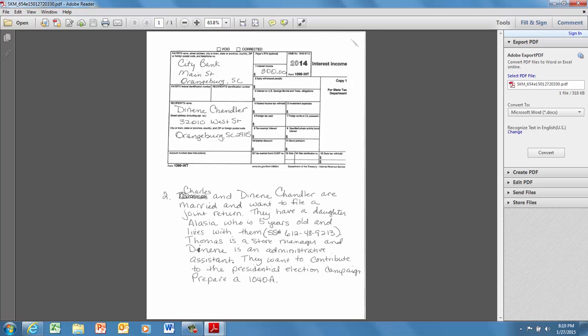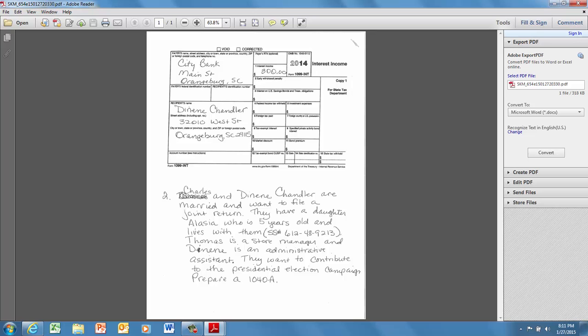Charles and Deneen Chandler are married. They want to file a joint return. They have a daughter, Alicia, who is 5 years old and lives with them. And there's her Social Security number. Charles is a store manager. Deneen is an administrative assistant. They want to contribute to the presidential election campaign. We need to prepare a 1040A. Here is some interest income.